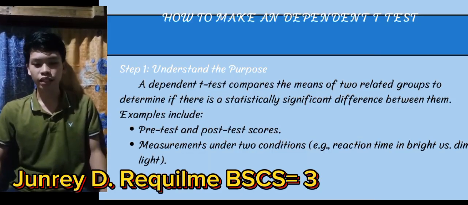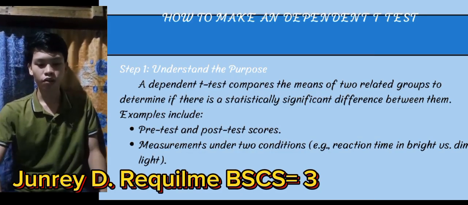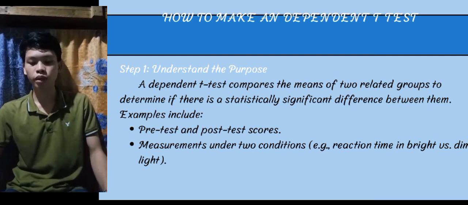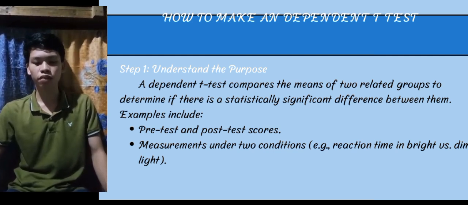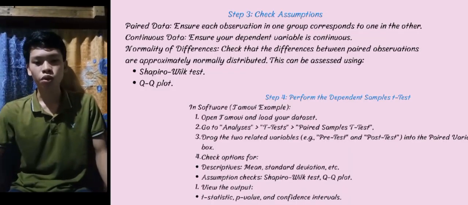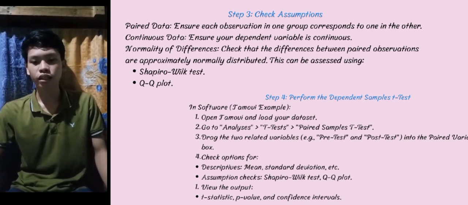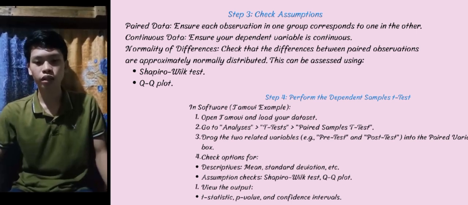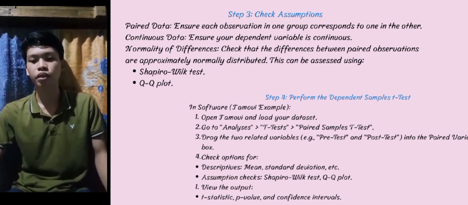How to make a dependent t-test. First, understand the purpose. A dependent t-test compares the means of two related groups to determine if there is a statistically significant difference between them. Now, the question is, why use a dependent t-test? We use it because it accounts for the fact that the data are related, which reduces variability and provides more statistical power than if the two groups were treated as independent.